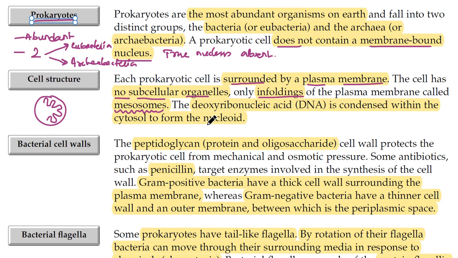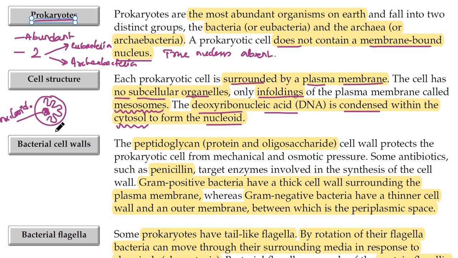The DNA present in the prokaryote is condensed within the cytosol to form the nucleoid. If this is the cytosol, the DNA is condensed to form what? To form nucleoid.